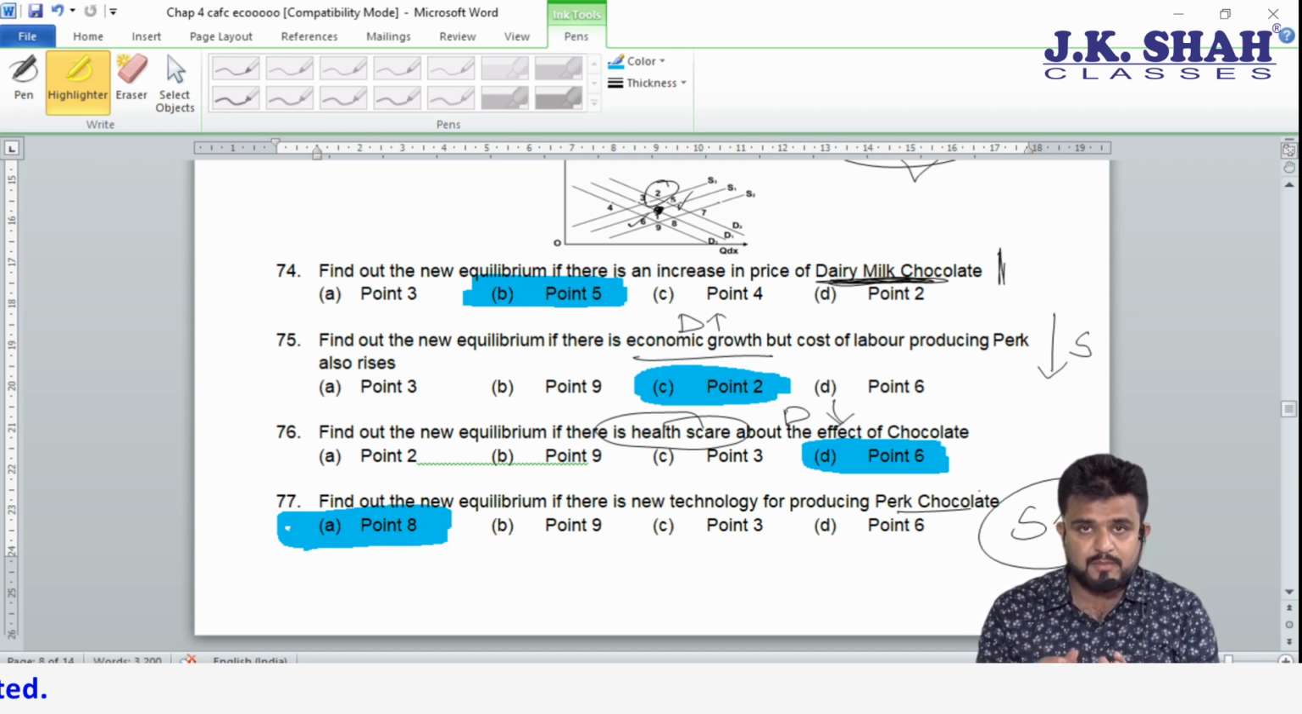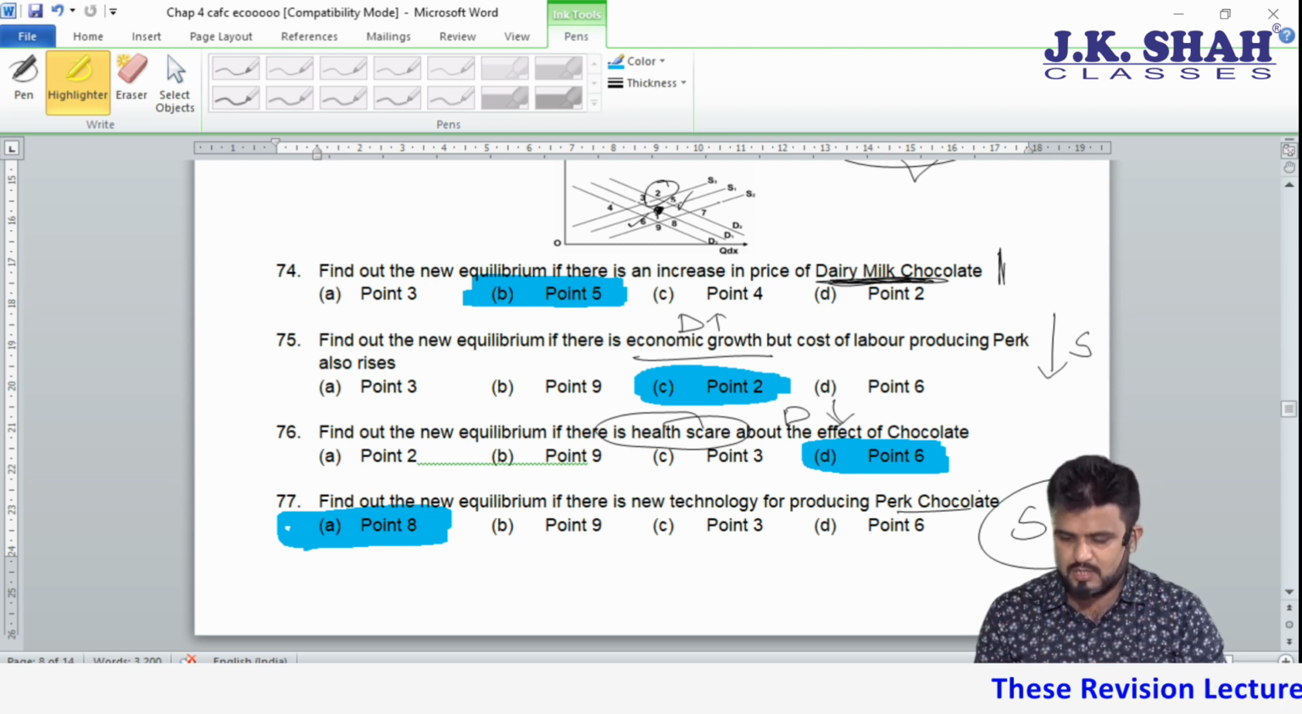So these type of MCQs you have to be very careful with the diagram. Don't lose your focus.